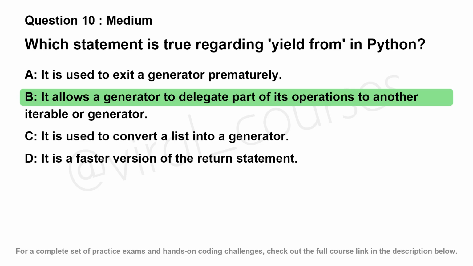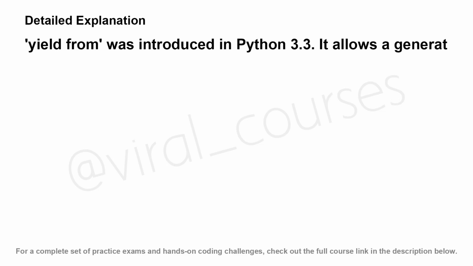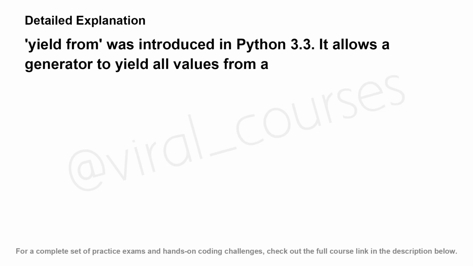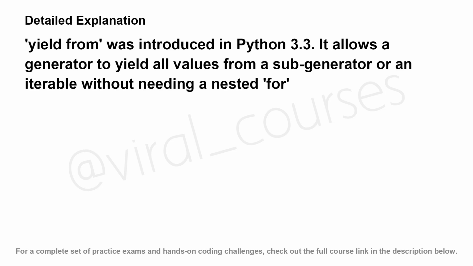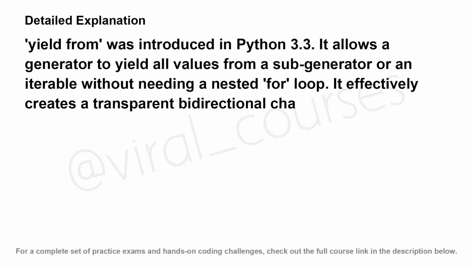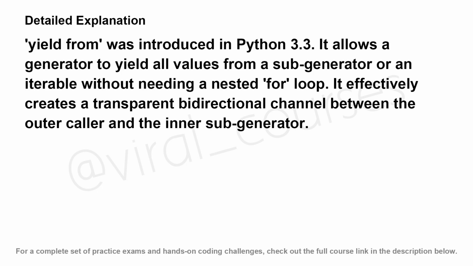The correct answer is B. Yield from was introduced in Python 3.3. It allows a generator to yield all values from a subgenerator or an iterable without needing a nested for loop. It effectively creates a transparent bidirectional channel between the outer caller and the inner subgenerator.